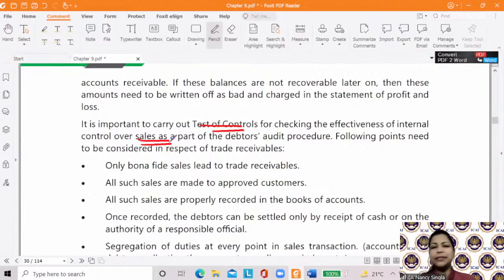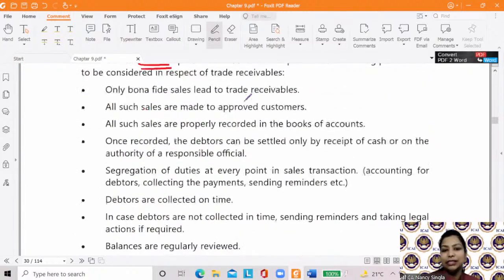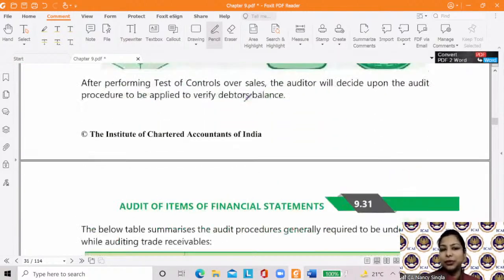And Pooja is saying, ma'am, some words are new. If they are new, try to use them. In fact, you have to use them. And Sandeep and others, everyone is saying it is clear. Good. So we have seen that the test of control to be seen is of sales. Why? Because credit sales come from sales, and that is how debtors arise.